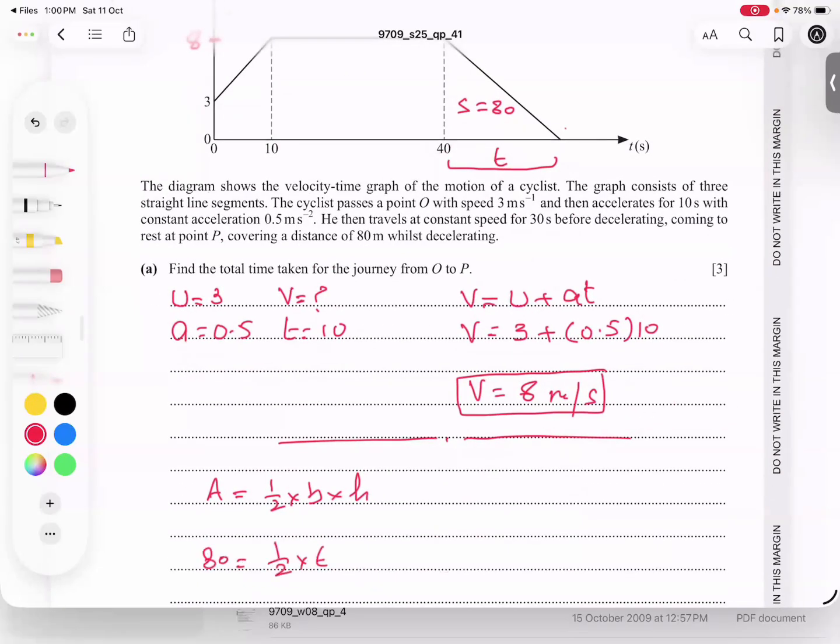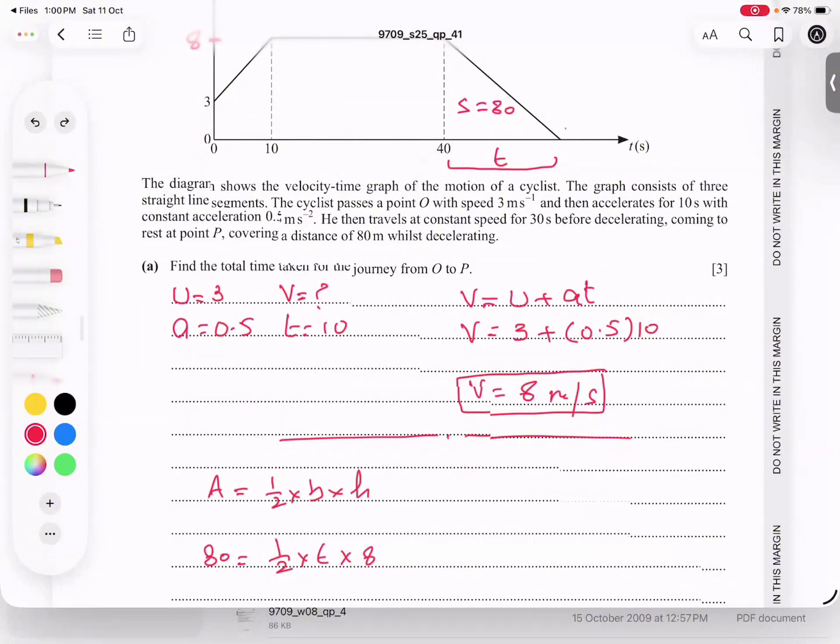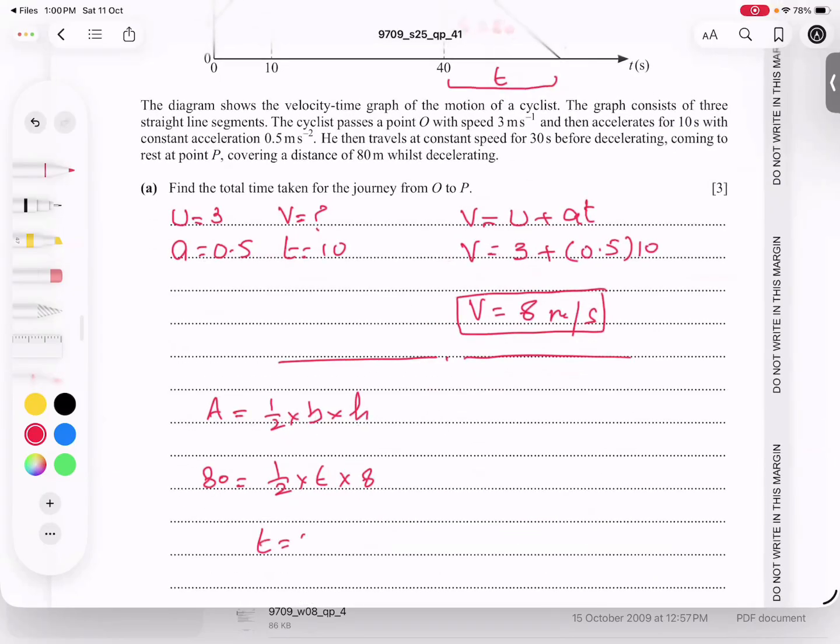Base is the time, t, and height is 8. So this is a 4, 4 goes there. We got 20. So time is 20 seconds. So 2 4s are 8. And if we check it carefully, it is coming 20 seconds. Okay, so this is done, students.